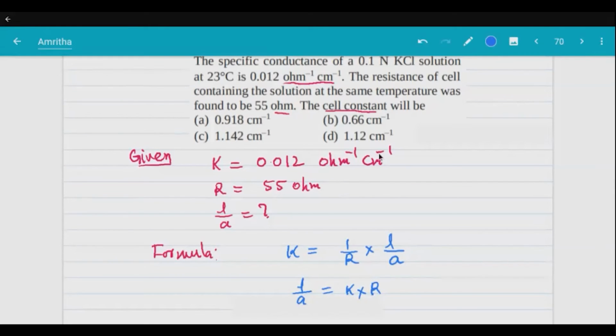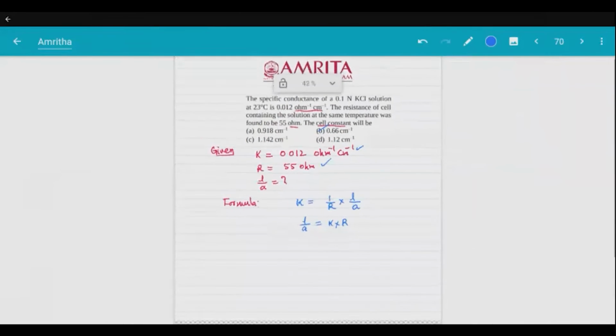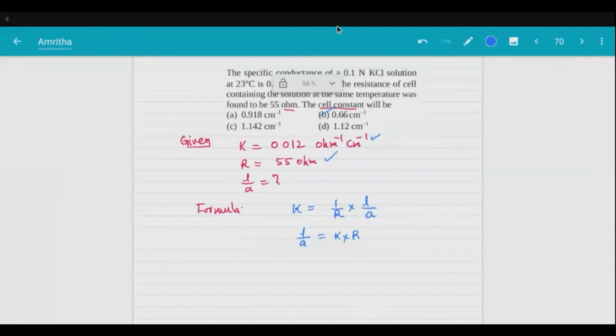So we have K value, we have R value. So this gets cancelled, per centimeter. How much is it? 0.012 into 55. How much is the value? 0.66, right? So that's a very simple question.